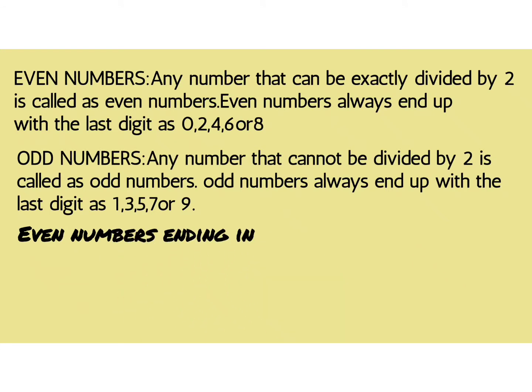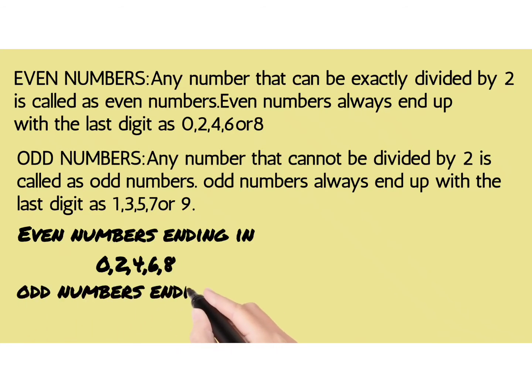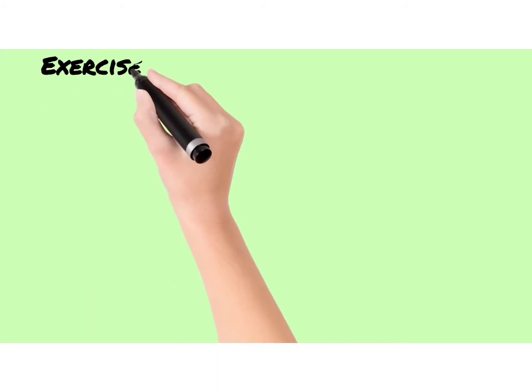Clear? Even numbers end in 0, 2, 4, 6, 8. Note this point: odd numbers end in 1, 3, 5, 7 and 9. Okay. Now let us start with exercise 3.2.